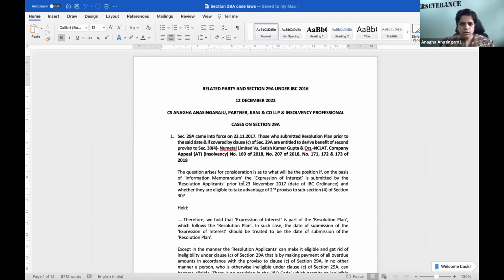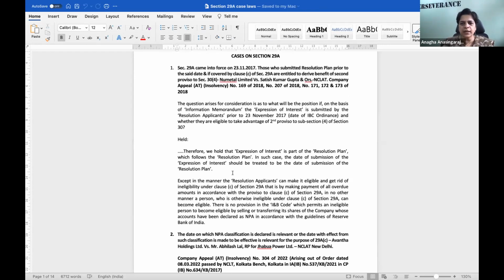So these are certain case laws on 29A. This one is about the retrospective applicability of 29A, whereby it was said that those who submitted the resolution plan prior to the set date, and if they were covered by 29AC, are entitled to derive the benefit of the second proviso of section 30 subsection 4. The question which arose was whether, on the basis of the information memorandum, the resolution applicants who submitted an expression of interest prior to 23rd November, the date of the ordinance, are eligible to take advantage of the second proviso to subsection 4. That proviso said that even though the account was NPA, they can be eligible by paying that money before the submission of the resolution plan. Can they be allowed to take advantage of that?